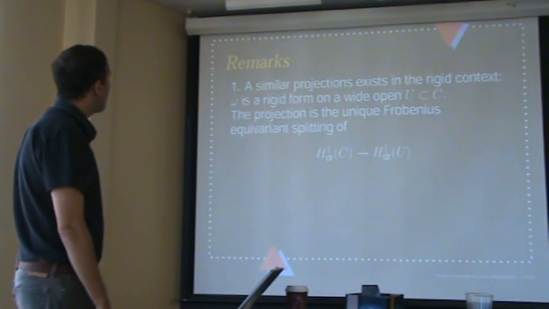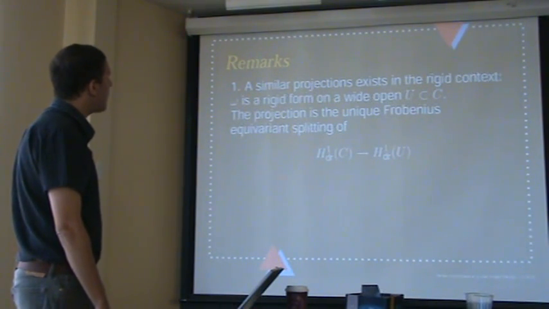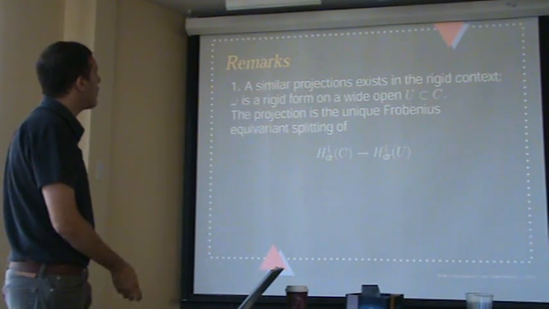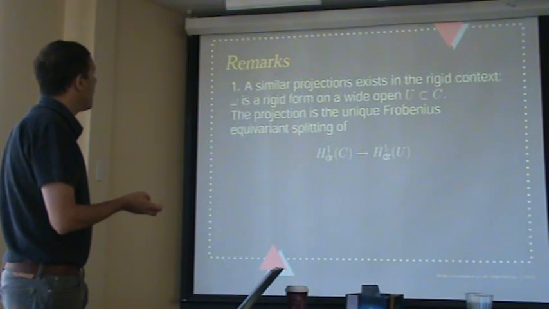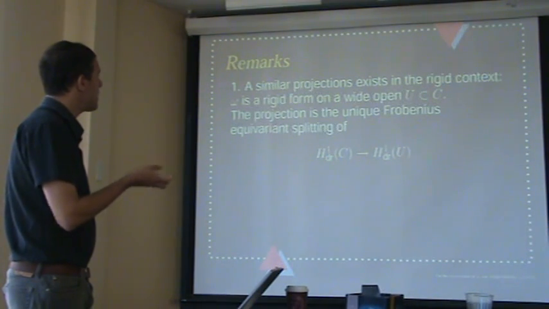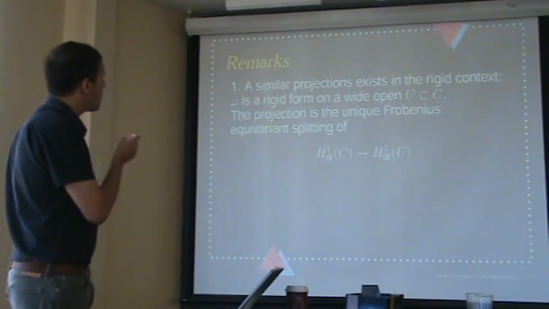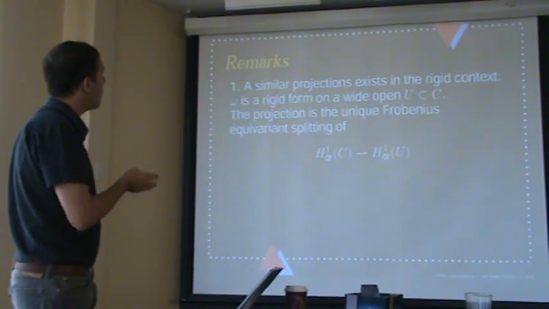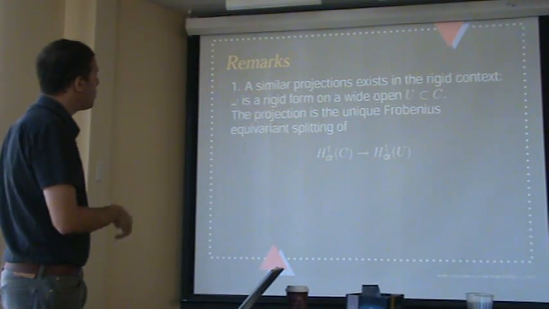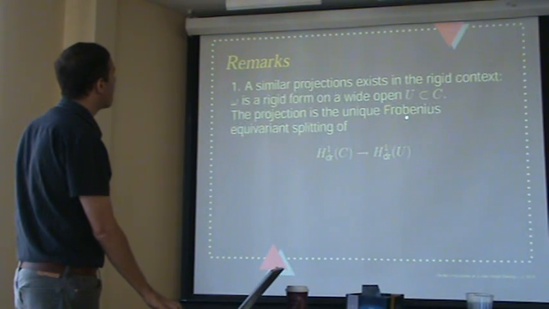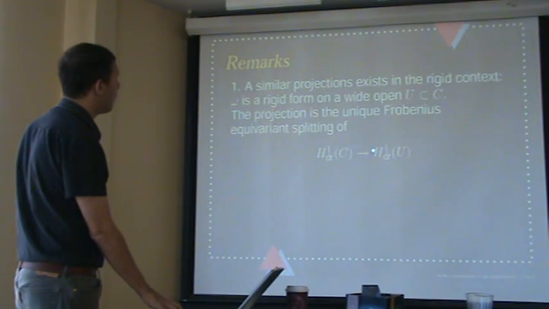Now, one needs at some point to say that this works in greater generality, not just in an algebraic context, but in a rigid context. So you could replace indices on points by indices on annuli, as I said before, and one discovers that there's a projection from forms on some open U in C to the residue cohomology of C, and one discovers that this is the unique Frobenius equivariant splitting of the restriction mapping cohomology.